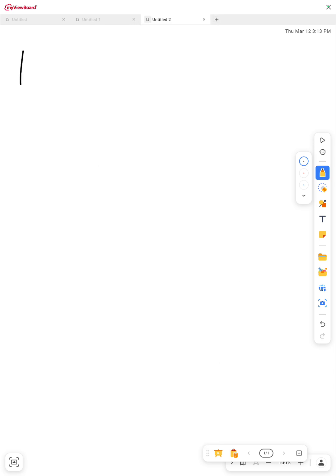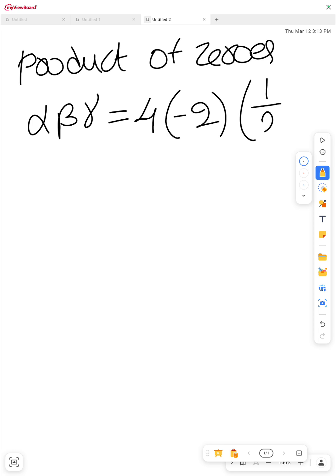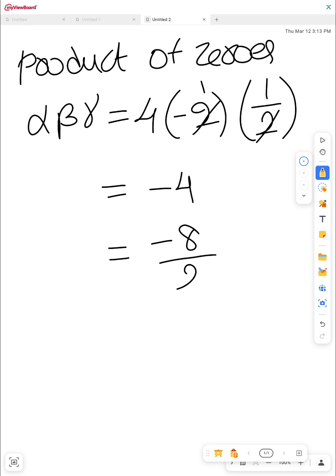And coming to the product of zeros. Product of zeros, it is alpha, beta and gamma. How can we write it? We will multiply these zeros. What will we get? 2 ones are 2, 2 ones are 2. I will get minus 4. How can we write this minus 4? We can write it as minus 8 divided by 2. If we cancel this, we will get minus 4 only.